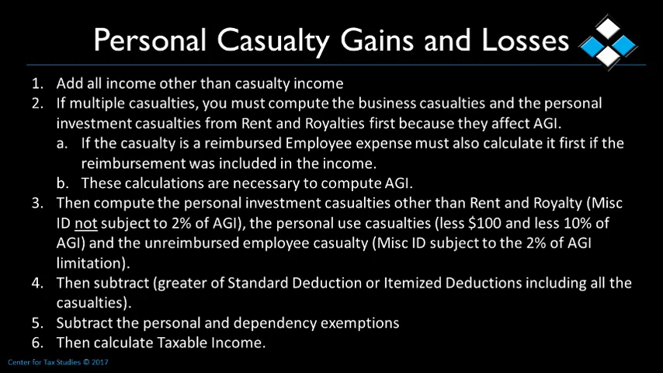You then compute the personal investment casualties other than rent and royalty, those associated with miscellaneous itemized deductions not subject to 2% of AGI, and the personal use casualties, which are subject to the $100 reduction and 10% of adjusted gross income deduction, and the unreimbursed employee casualties, which are miscellaneous itemized deductions subject to the 2% of AGI limitation. Then you subtract the greater of the standard deduction or the itemized deductions, including all the casualties. You subtract the personal and dependency exemptions, then you calculate taxable income.